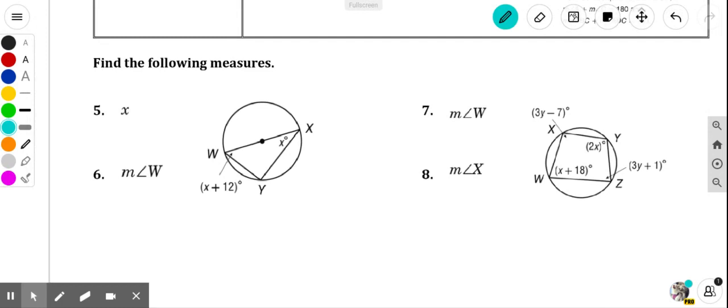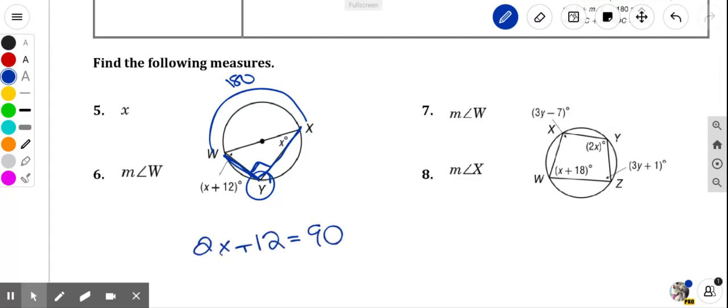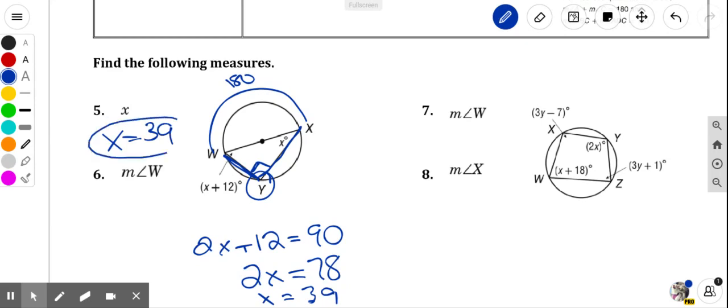So this first one, number 5, we want to find x. So notice that we have this triangle. Angle y is an inscribed angle, and notice that its intercepted arc is this semicircle, intercepts this diameter. So if this is 180, then this is 90. So what we can do is we can take x and x plus 12 and just add those and set it equal to 90. So it's going to be 2x plus 12 equals 90. So it's going to be 2x equals 78. Divide by 2 and you get x is 39. Okay, and then to get w, you're just going to plug in 39 plus 12, which is 51.